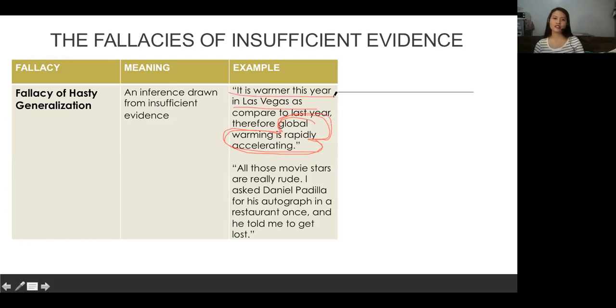Next is, all those movie stars are really rude. I asked Daniel Padilla for his autograph in a restaurant once, and he told me to get lost. So for just one encounter with a movie star like Daniel Padilla, ang kanyang generalization is, all those movie stars are really rude, no? Other example is, isang teacher lang ang hindi magturo, the rest na nung buong school ay hindi magaling magturo. So that is fallacy of hasty generalization, or isang estudyante yung natutulog in online class, sabi ni teacher na buong section ay pasaway. So that is fallacy of hasty generalization, insufficient evidence.